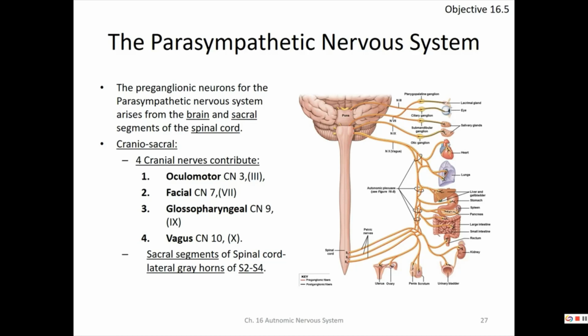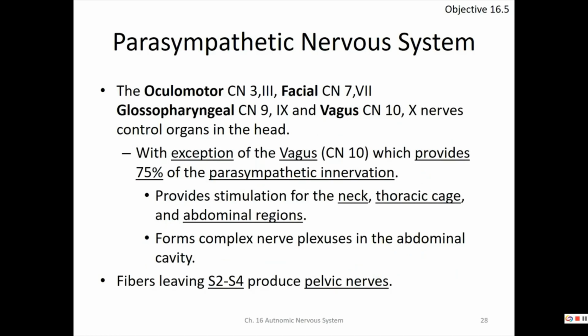Okay? Now, so those are big, big, big. You need to know that, okay? I would say wink, wink, nudge, nudge, say no more, but you need to know that. It is 3, 7, 9, and 10, the oculomotor, facial, glossopharyngeal, and vagus. Now, the vagus nerve is 75% of all parasympathetic innervation. So he does all this stuff.